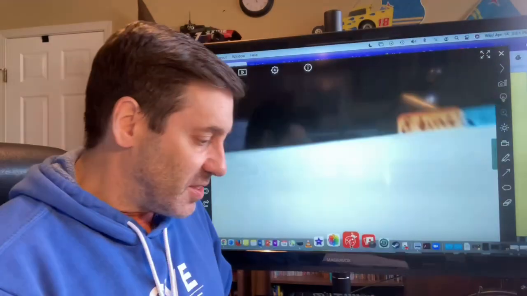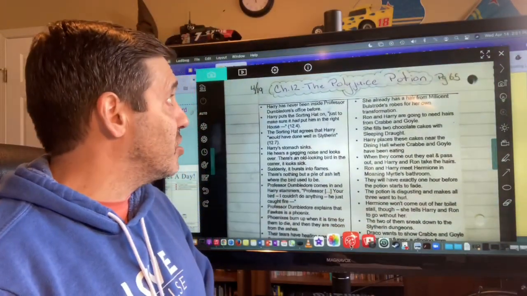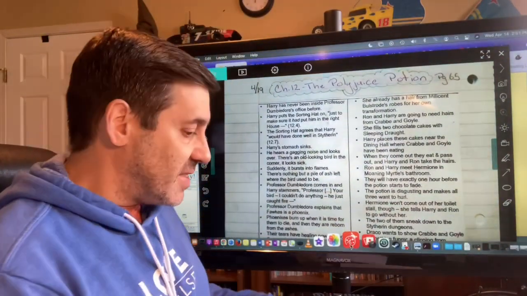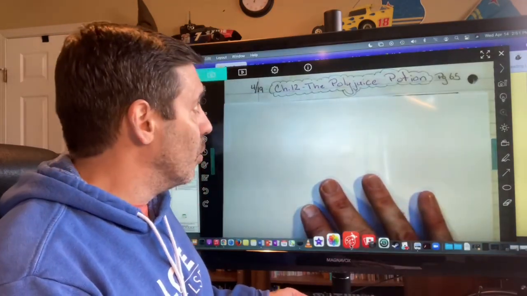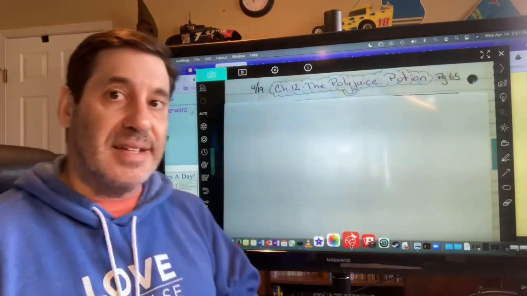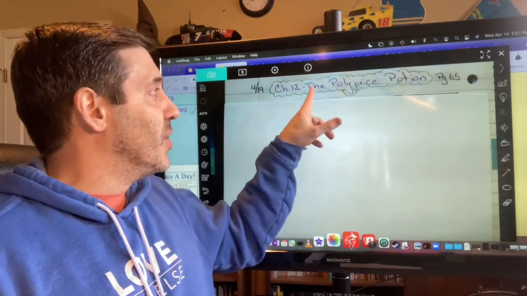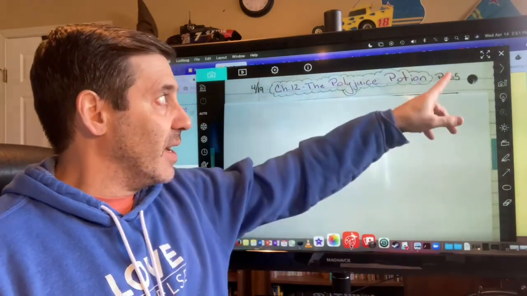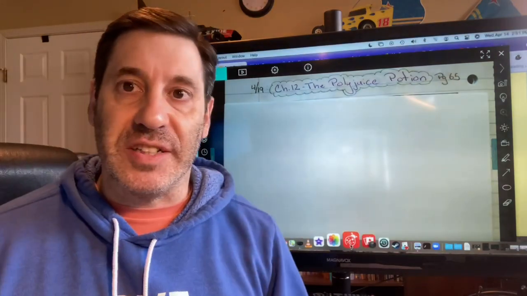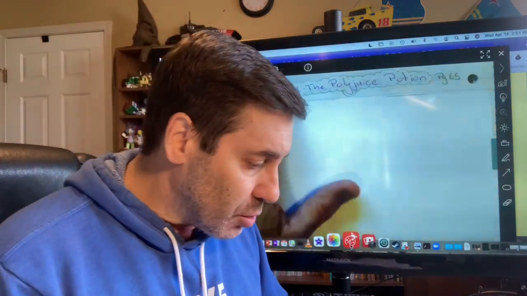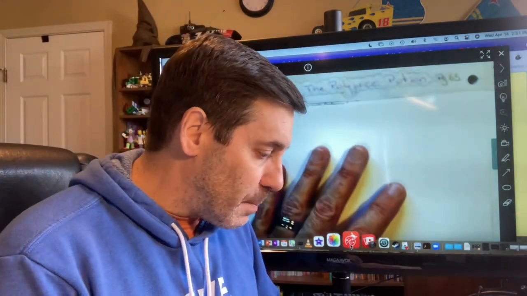So boys and girls, take a minute, pick the note-taking strategy that you would like to do. Set up your notes with the date. Today is the 19th. It is Chapter 12, the Polyjuice Potion, and this is page 65. So go ahead, take a minute, set those up in your notebook.